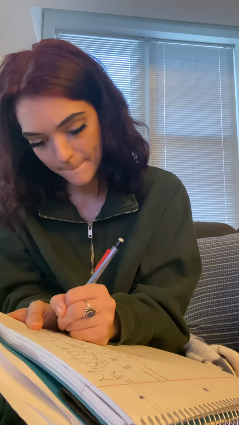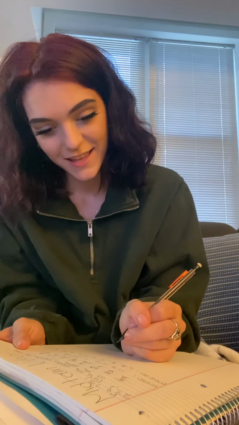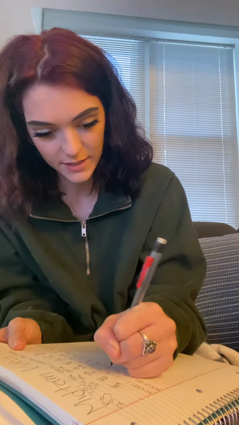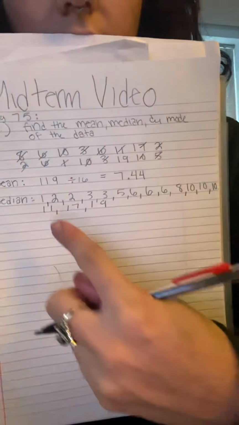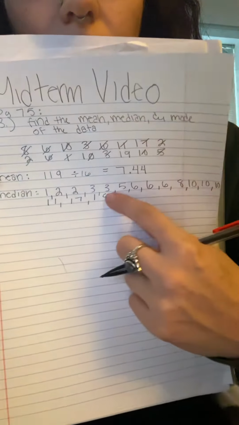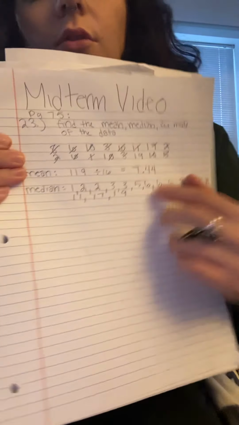Following 8, we have 3 10s. And then 11, and the last number is 19. So as you can see here, I lined them all up in order from least to greatest, 1 being least, 19 being the greatest.